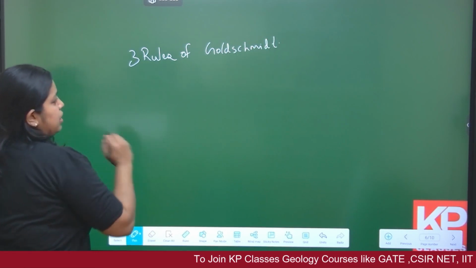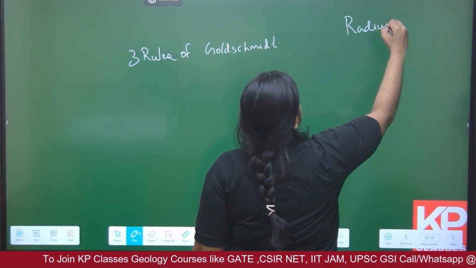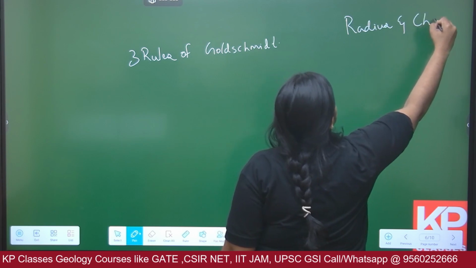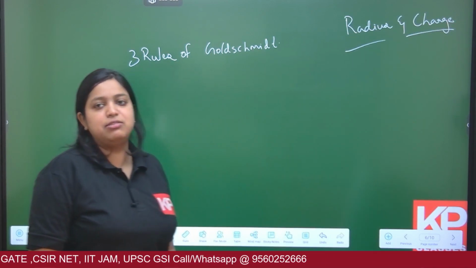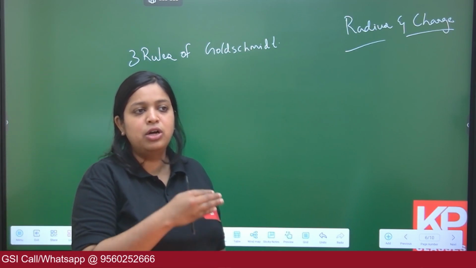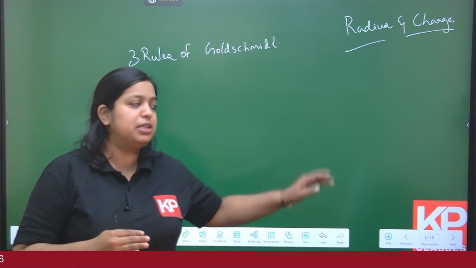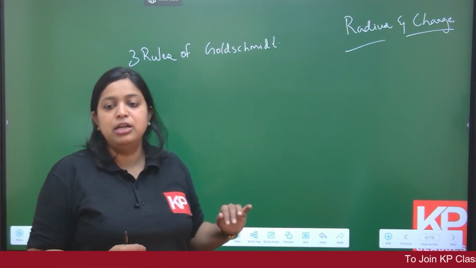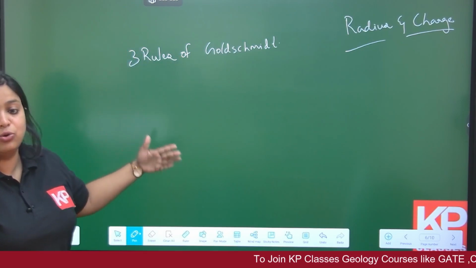So this is based on, as I said, radius and charge. These are the two factors that define the efficiency of an element to partition into a crystal structure or to stay back in the magma. So this is defined by the radius and charge of the element. Now, Goldschmidt has defined three rules.